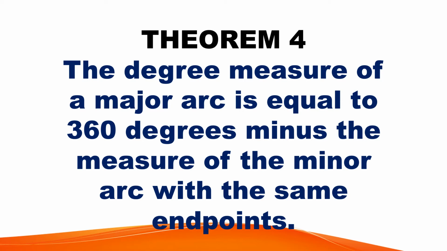According to theorem number 4, the degree measure of a major arc is equal to 360 degrees minus the measure of the minor arc with the same endpoints. In this theorem, tatandaan nyo lang na yung sukat daw ng inyong major arc is equal to 360 degrees minus the measure of your minor arc. Ulitin natin. Para makuha mo yung sukat ng major arc, isubtract mo lang si 360 degrees at yung sukat ng minor arc. Dapat pareho sila ng endpoints.